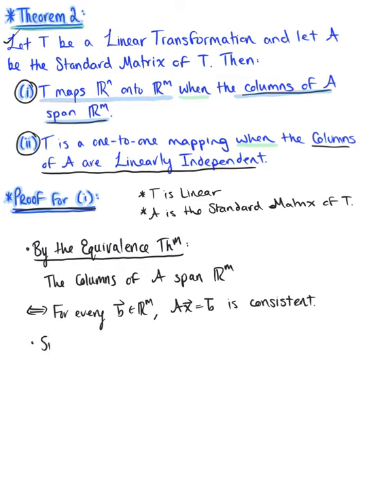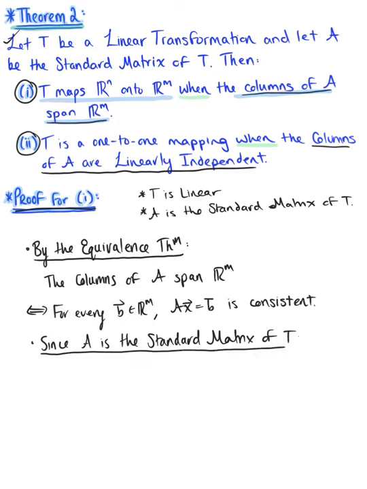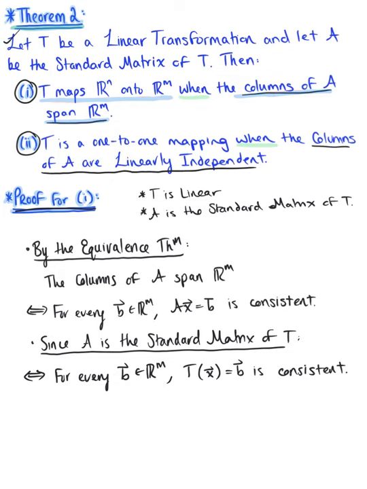Now, since A is the standard matrix of T, let's make some other logically equivalent connections. Since A is the standard matrix of T, we know that the previous statement is logically equivalent to saying that for every vector b in the codomain, or for every vector b in Rm, the equation defined as the image of vector x under the action of T equals vector b is consistent. Right? Those are logically equivalent statements.